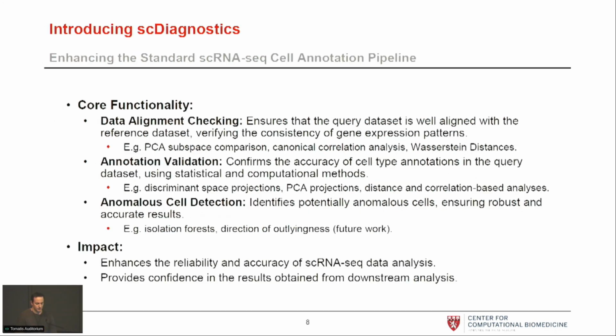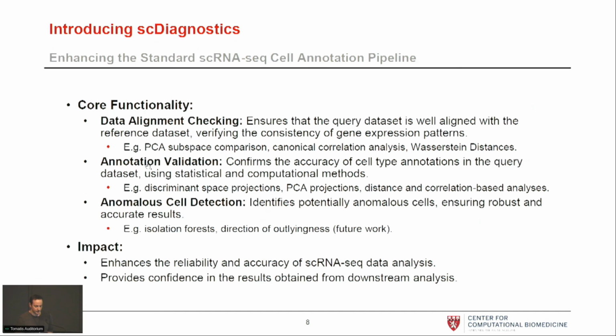Okay, so the core functionality of scDiagnostics is, as I mentioned, dataset alignment checking. There's a bunch of functions I'll go through for that during the coding portion. Annotation validation, and some example functions that were developed for data alignment checking, or PCA subspace comparisons, canonical correlation analyses. I'll do a bit of something called optimal transport theory with Wasserstein distances. I won't get into the math of it.